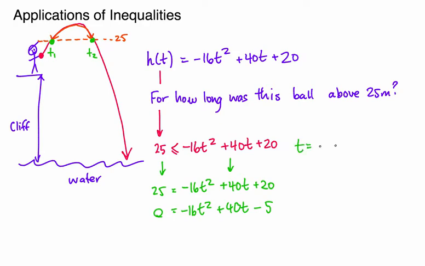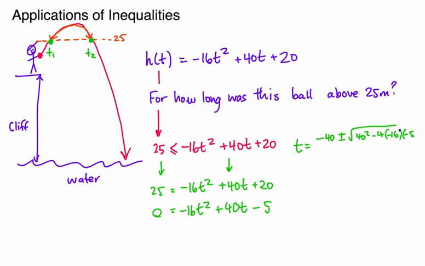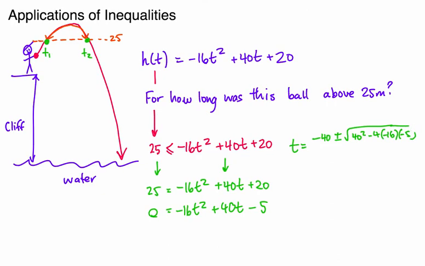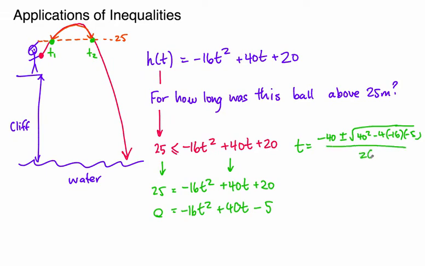So t equals negative b plus or minus the square root of b squared minus 4ac, where a is minus 16, and b is 40, and c is minus 5, all divided by 2a. I'll need a calculator to do some of this. I get negative 40 plus or minus the square root of 1280, so there will be two solutions, all over negative 32, and let's just get the decimal places. I'll really number crunch here for you. And I get 0.13 and 2.37 seconds.